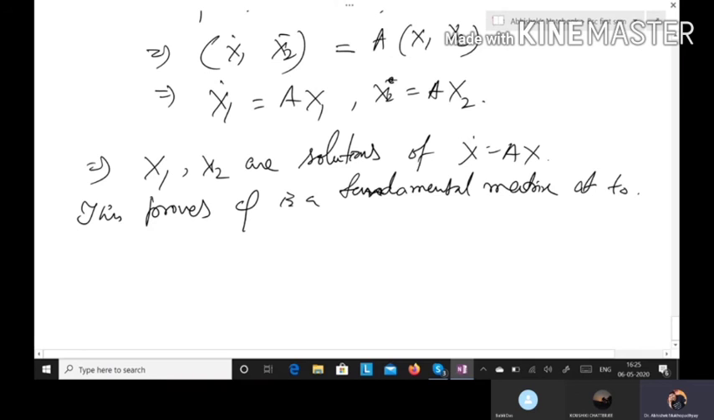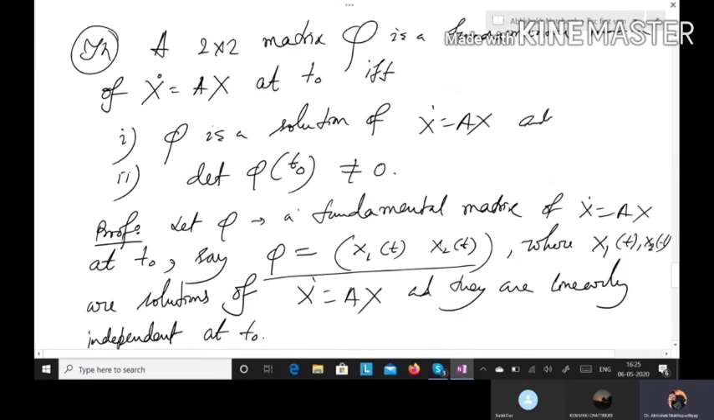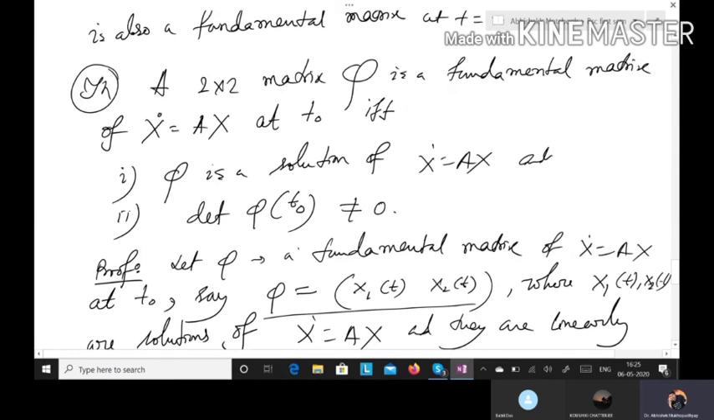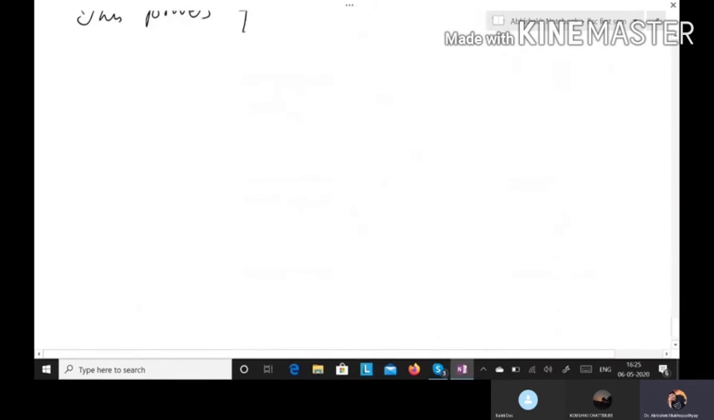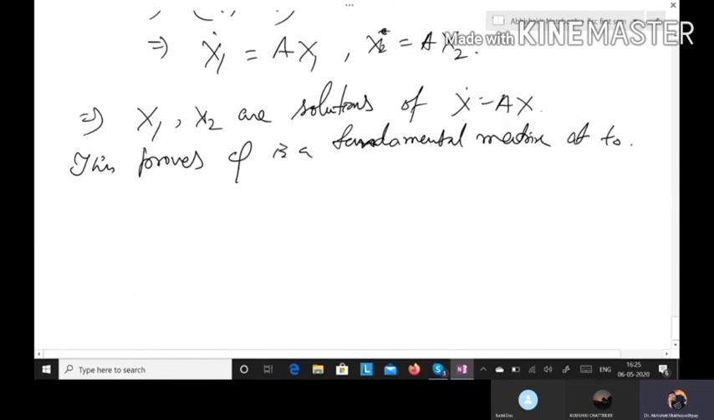So thus from this theorem we can say that a 2 cross 2 matrix phi is a fundamental matrix if and only if the first condition is phi is a solution of the linear system x dot equal to Ax, and the second one is that determinant of phi of t naught is non-zero. So these two conditions determine whether the matrix is a fundamental matrix for the given linear system x dot equal to Ax or not.